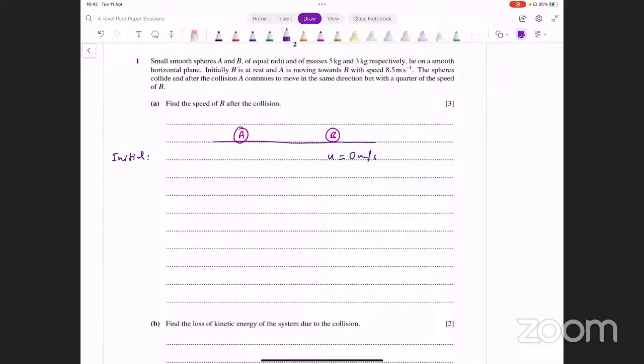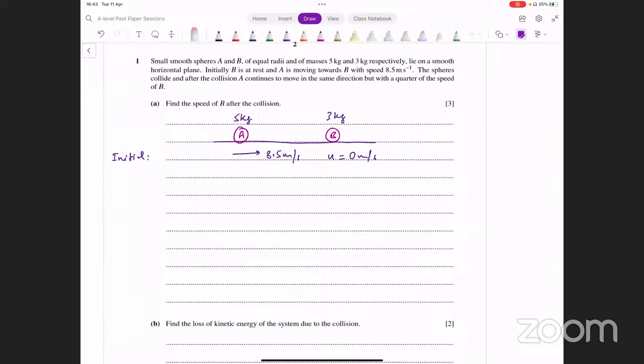Okay. Masses are 5 kg and 3 kg. Let me write them down here as well. These are the masses of these 2 spheres. A is moving towards B with speed 8.5 meters per second. So initially, A is moving towards B like this at a speed of 8.5 meters per second.